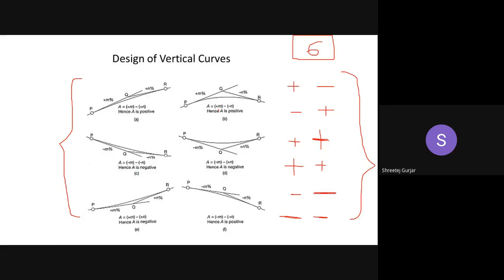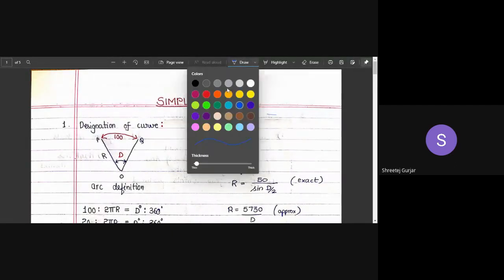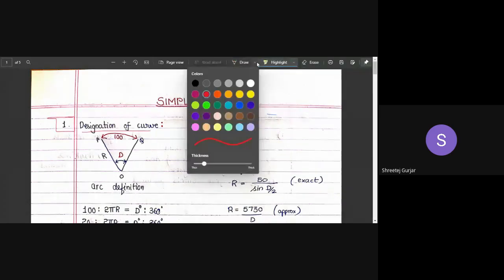Okay, so what we will do is summarize what we have learned in the curves module. Starting from simple curves, we have learned. Here you can see we first learned simple curves, then we moved on to compound curves. So let me just summarize. The first thing that we learned in simple curves was what? Can you read on the screen?